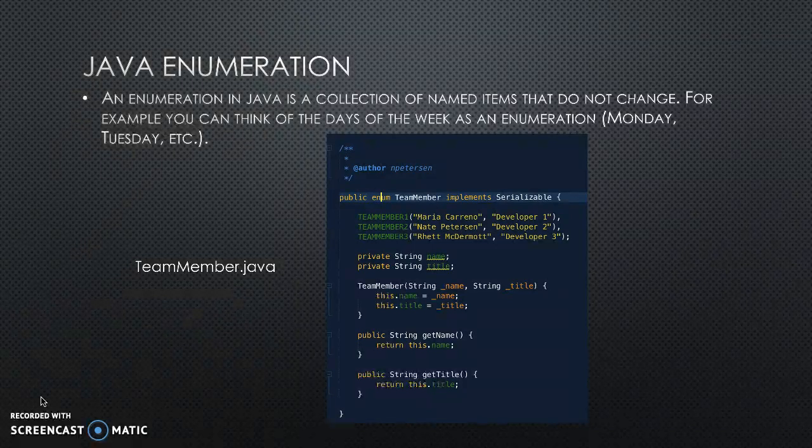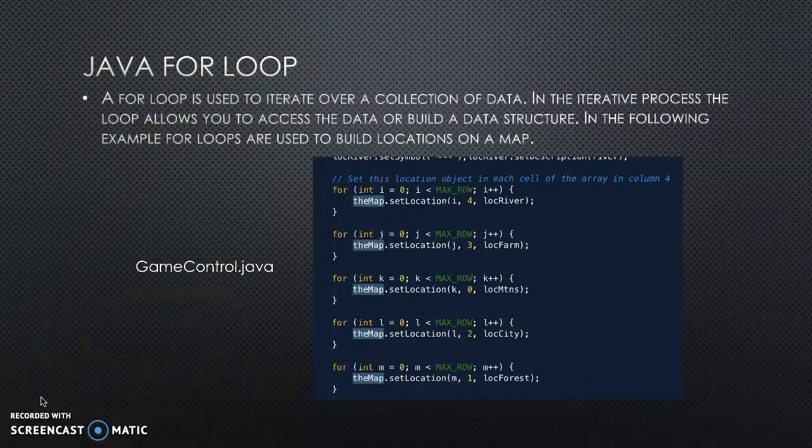And in the example here, we have the TeamMember class, where we've set an enumeration to contain the names of the developers, because the names of the developers aren't ever going to change. They're always going to remain constant. And so that's why we put them in an enumeration.